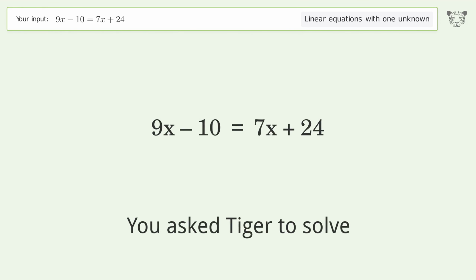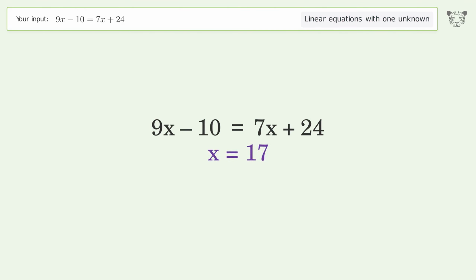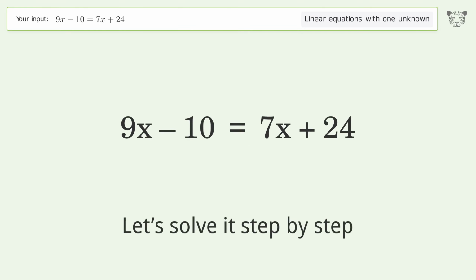You ask Tiger to solve this. This deals with linear equations with one unknown. The final result is x equals 17. Let's solve it step by step.